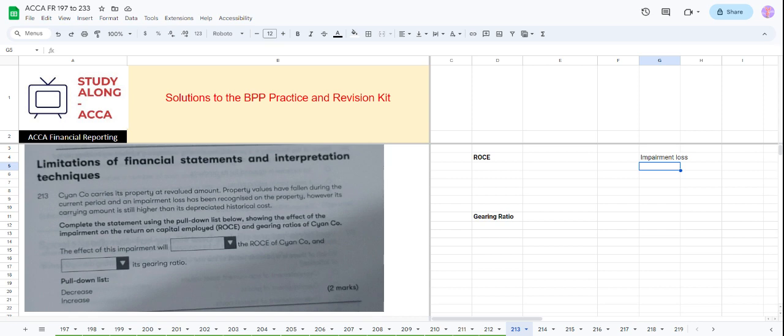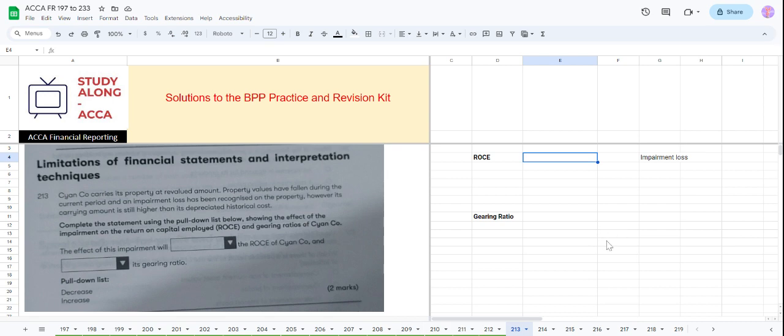Compute the statement using the pull down list below, showing the effect of the impairment on the return on capital employed and gearing ratios of the company. The effect of this impairment will be on the ROCE and its gearing ratio. So, what will be the impact on ROCE and gearing ratio?